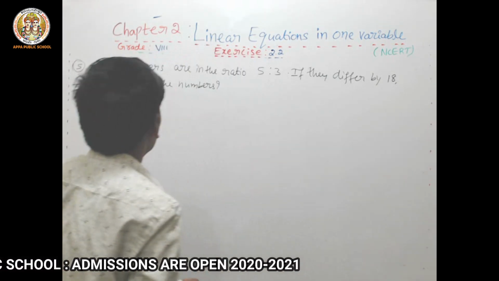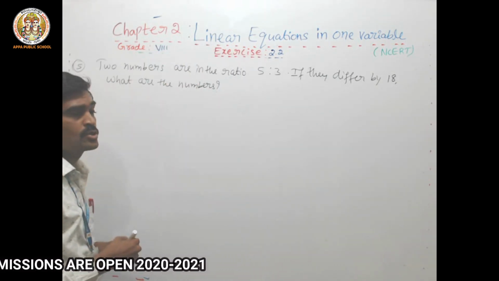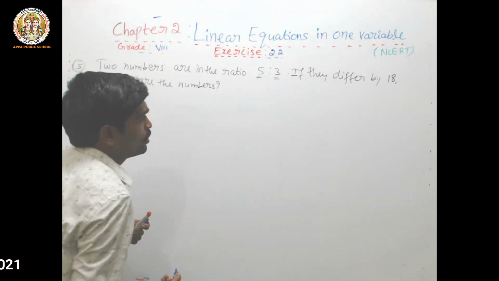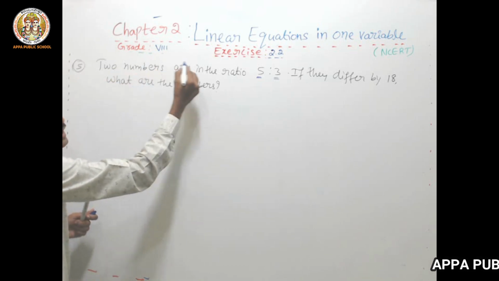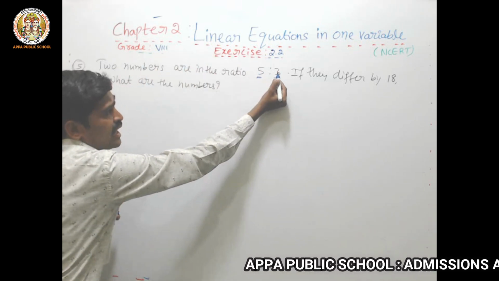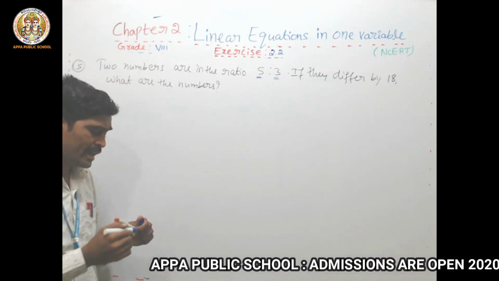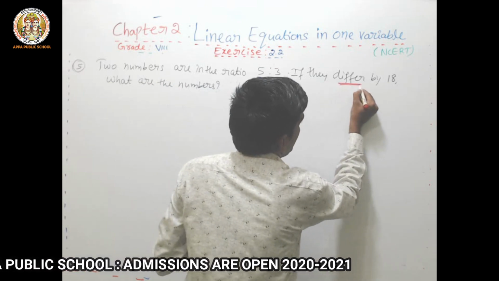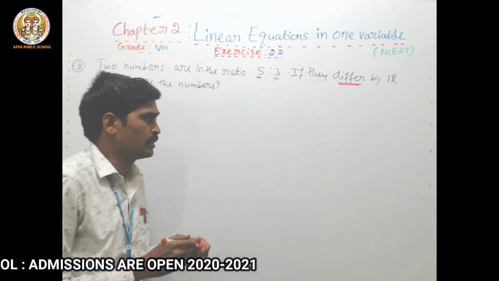See my dear students, two numbers are in the ratio 5:3. So the given hint for you: two numbers are in the ratio 5:3 means we have to consider the first number as 5x and the second number as 3x. And also the given hint for you: if they differ means difference.